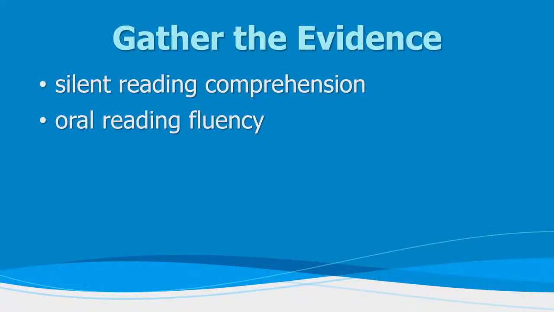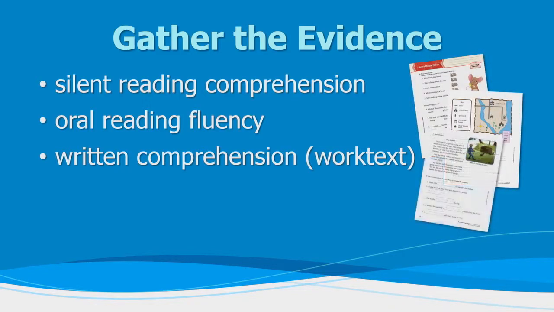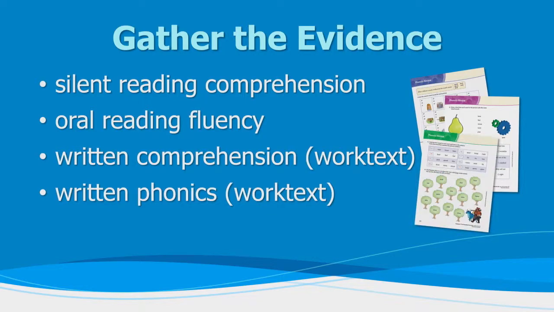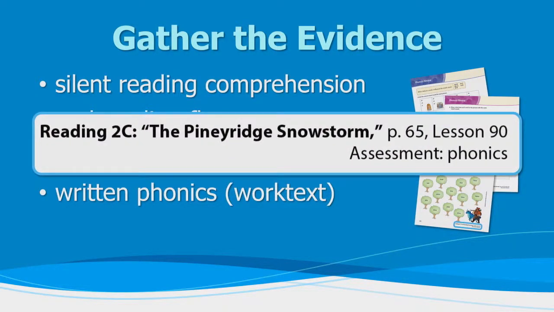However, written work measures important aspects of reading achievement and comes in two categories. Gather evidence of written comprehension from the work text and written phonics from the work text. The student work text includes mastery and non-mastery skills. So the word assessment at the bottom of a page is your clue to a mastered skill.